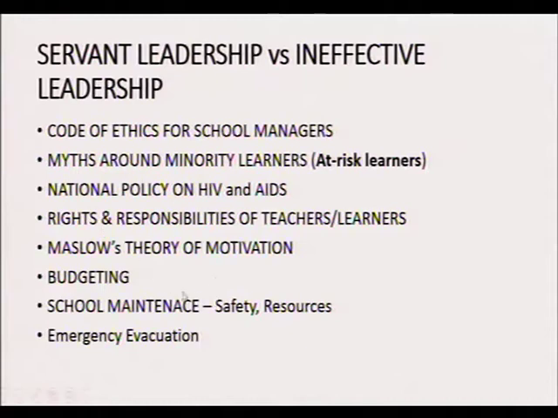And then Maslow's theory of motivation. You remember the Maslow triangle of needs.